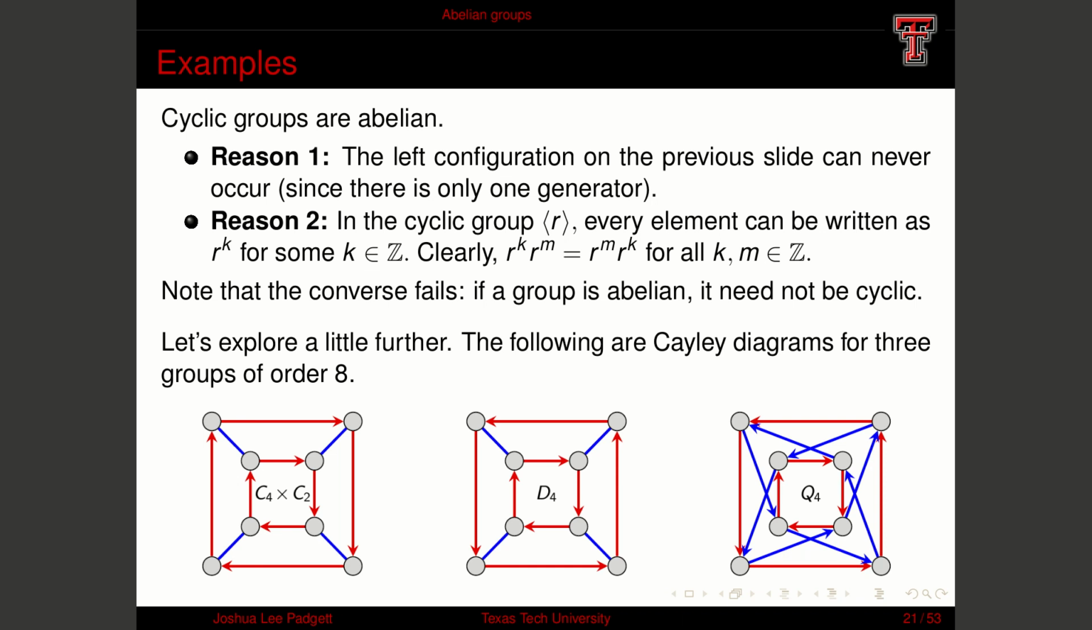And then starting here, if I do blue and then red, or red and then blue, I end up in the same place. And similarly here, since this little inner circle is just, let's say, red over and over and over again, everything works out. So this is an abelian group.